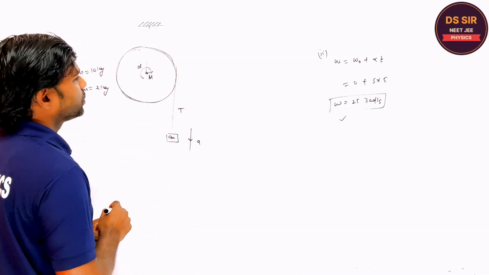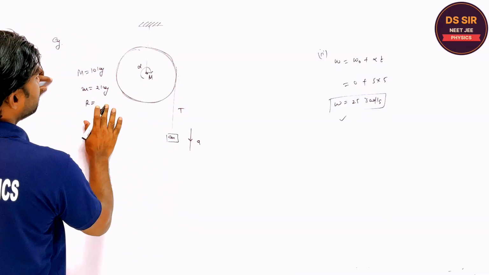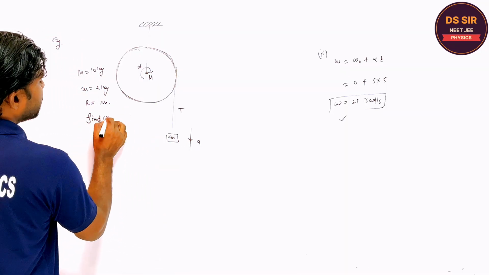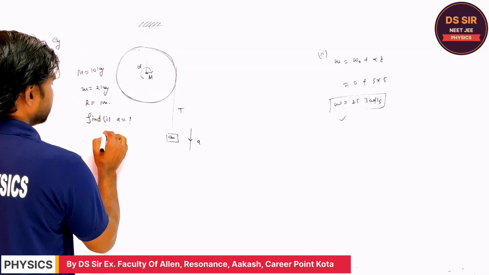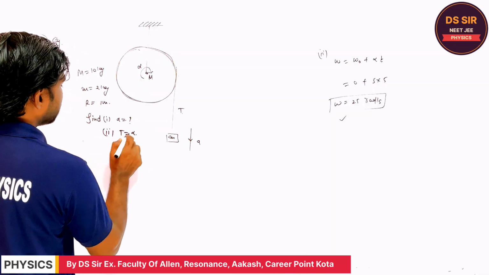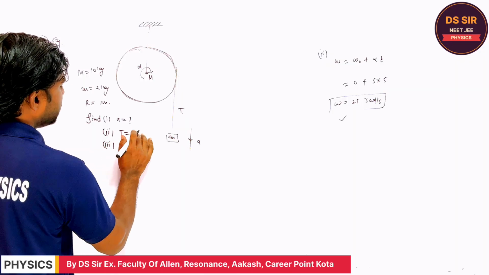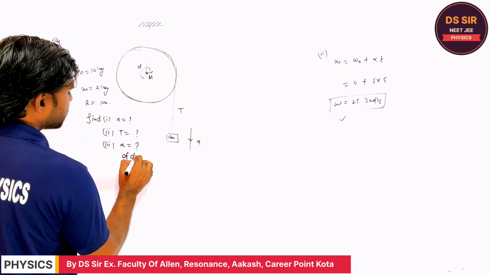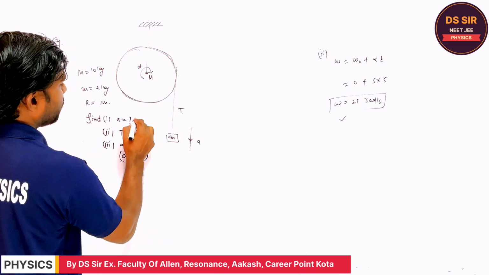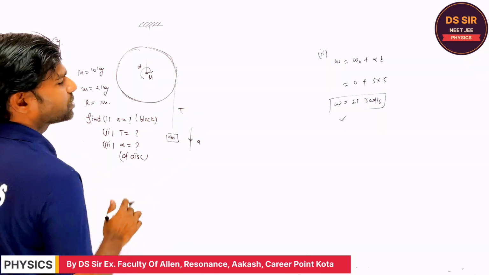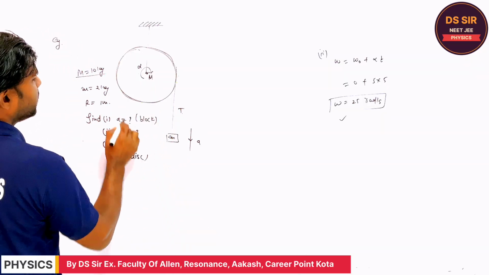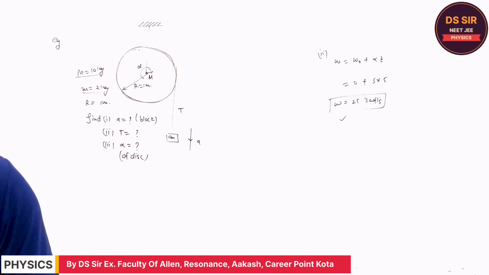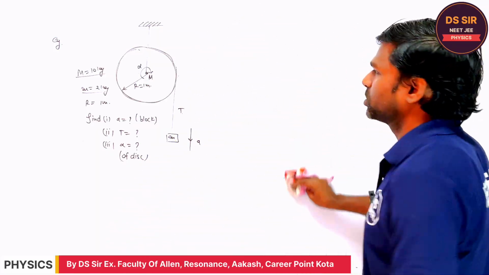And if we assume the tension is T, and the radius of this is 1 meter. Are you getting it or not? First you have to find the acceleration of this block. Second, the tension in the string. Third, the angular acceleration of the disk. This thing you have to find. The capital M is 10 kg, small m is 2 kg, and the radius is 1 meter. Copy this. Let's see how to solve this question.